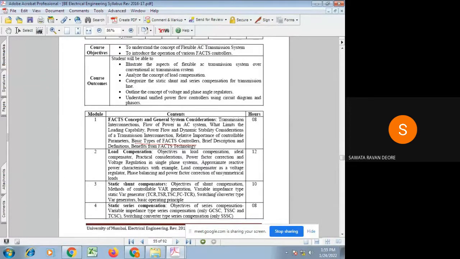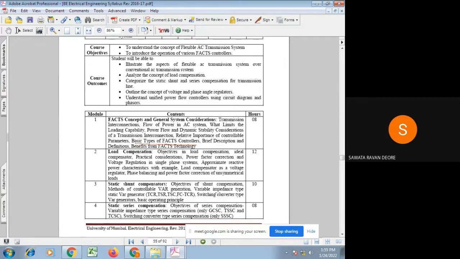Now, there are many particular FACTS controllers according to their topology or their configuration or use of devices. But fundamentally, according to the FACTS controller's connection to the transmission line, there are 4 basic types of FACTS control. And that is based on, as I said, how it is connected to the transmission line.